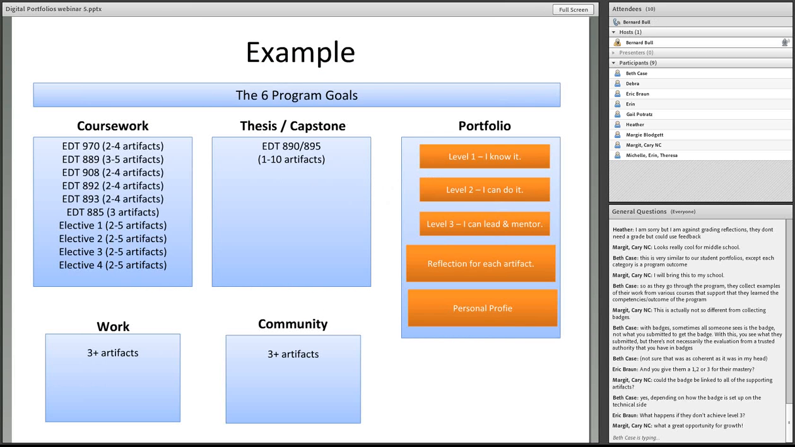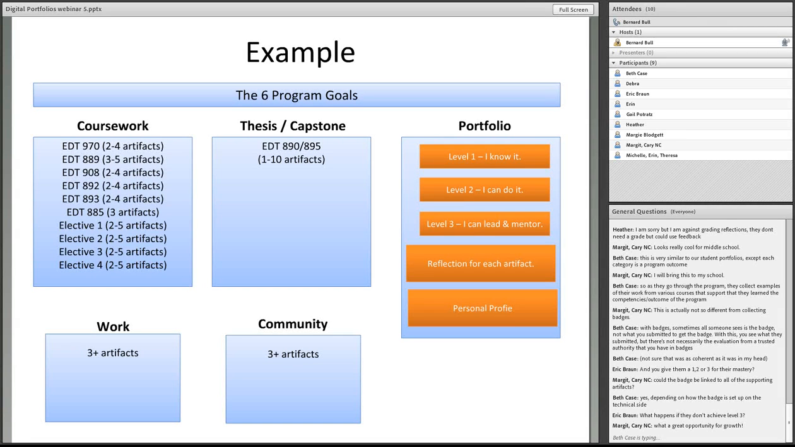Now, this is the program level picture, just to give you a sense of how this works from a graduate program, but it could be used in many different contexts. Here's an example from my own program of how it works. On the top left, we have the 6 program goals. Those are ultimately what drives the entire program.